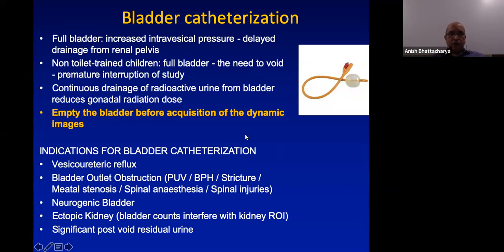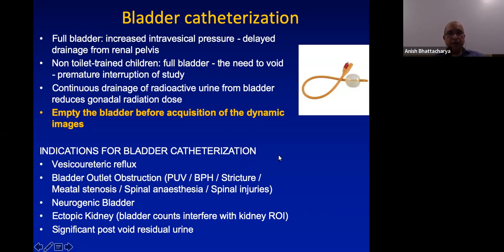Bladder catheterization is not always recommended, but a full bladder can result in increased intravesical pressure, resulting in delayed drainage from the renal pelvis. Especially in non-toilet trained children, there may be a need to void, so you'll have a premature interruption of the study, or if the child voids, you'll have urinary contamination, because after all, the tracer is coming out into the bladder, so you'll have tracer all over the pelvic region. So in very young, non-toilet trained children, we prefer to put on a diaper to prevent any accidents of radionuclide contamination. In toilet trained children and adults, you always empty the bladder before the acquisition of the dynamic images.